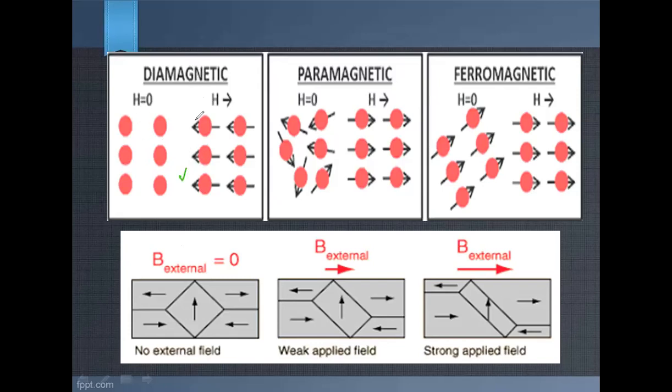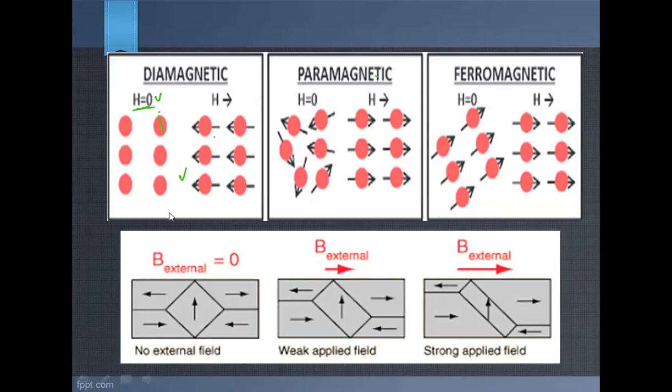In the case of diamagnetic materials, if the magnetic field is zero, the dipoles are stationary. But when the field is applied, you can see they align in a particular direction. You can also see the paramagnetic case and the ferromagnetic case here.